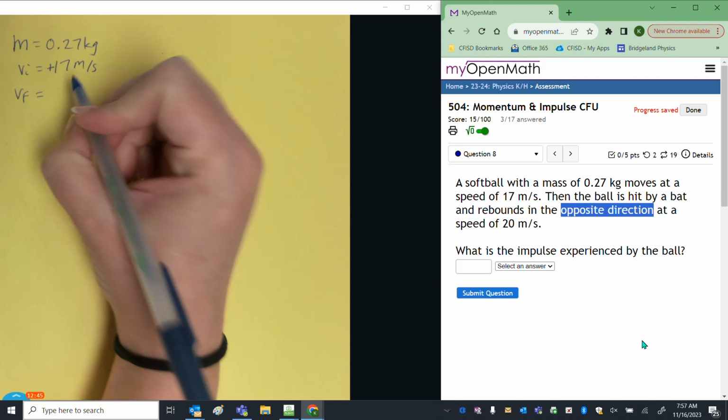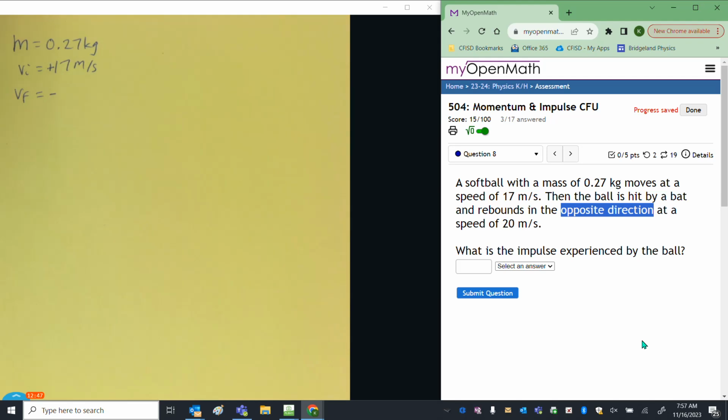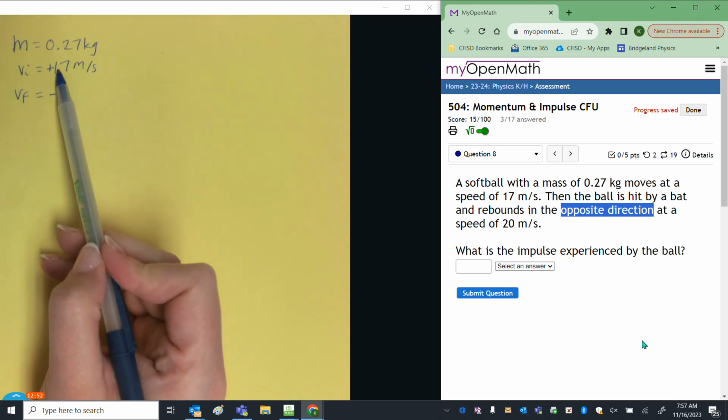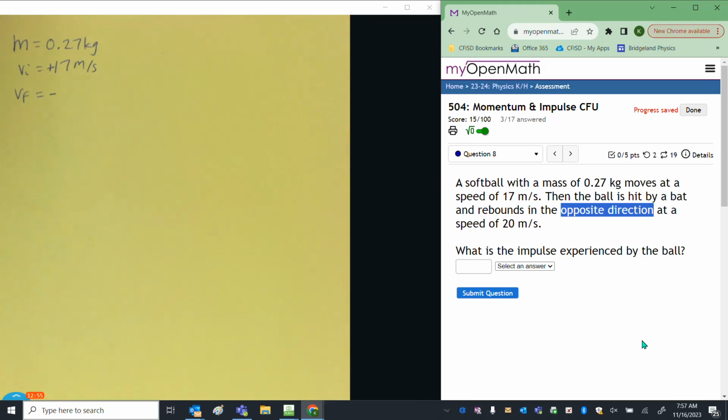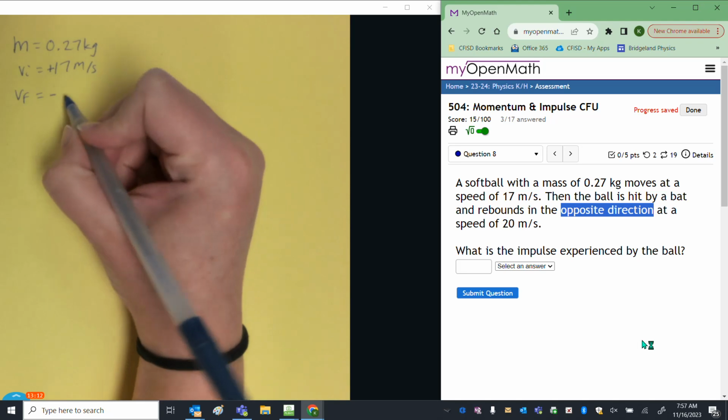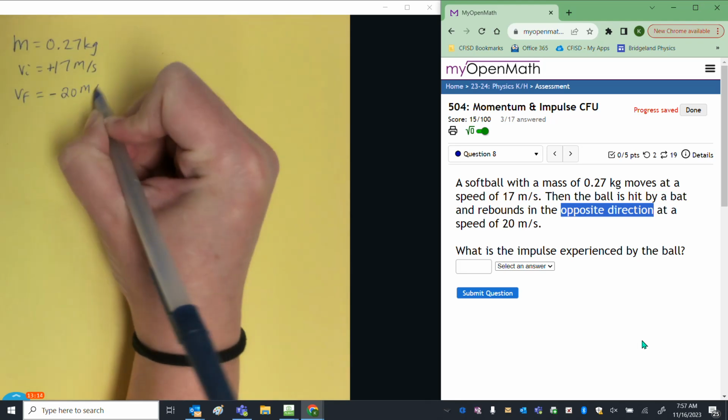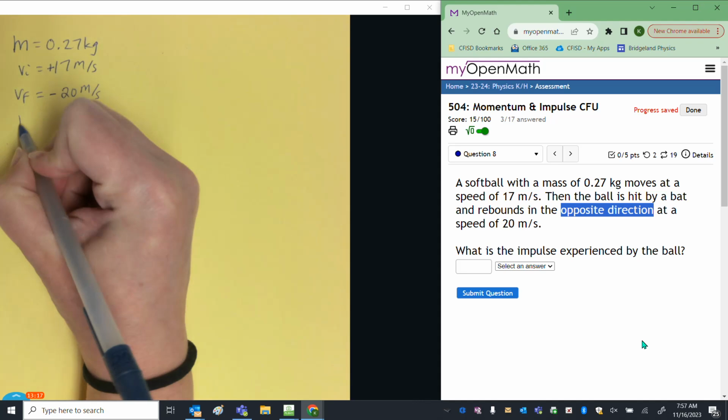However, again, it says opposite direction. So I'm going to say that this was positive 17, and therefore this has to be a negative number. Your signs have to be opposite. Now, it didn't actually define this as positive, so if you called this negative and this positive, that would be okay too. But if you have something bouncing and going backwards in the other direction, you need to have opposite signs. If you're missing this question, that is why. You're going to see something similar tomorrow, I think, on your test, so make sure you're careful about this. So my final velocity is going to be negative 20 meters per second, and I'm looking for impulse.